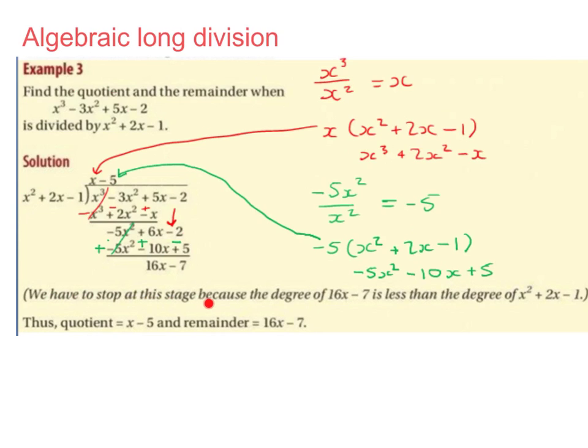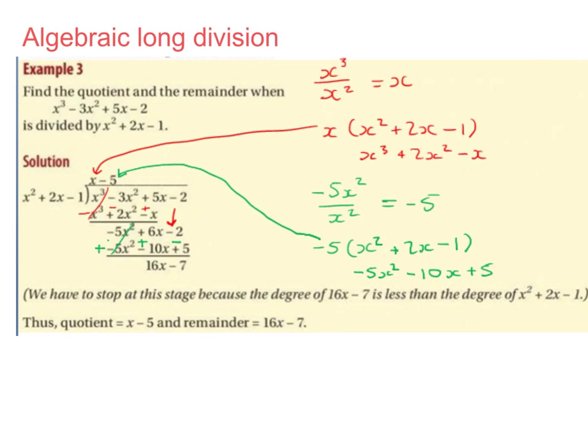We have to stop at this stage because the degree of 16x minus 7 is less than the degree of x squared plus 2x minus 1. What that means is we have an x here under our bus stop and we have an x squared outside our bus stop. So in order to repeat this process, this term here would have to be either x squared or greater. Since it's less than x squared, it's x to the power 1, we just stop. So this is our remainder.